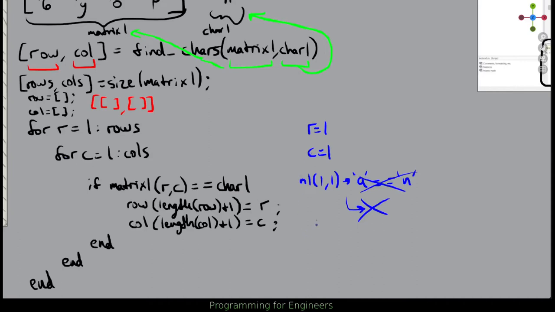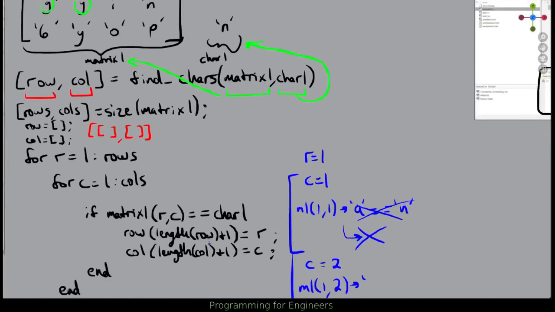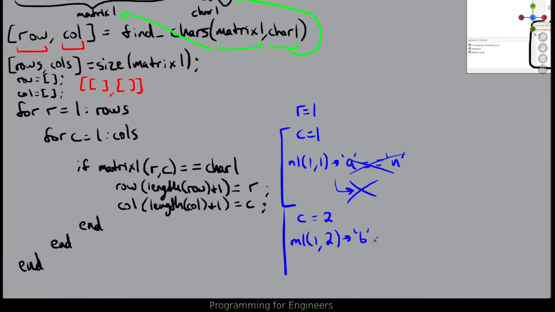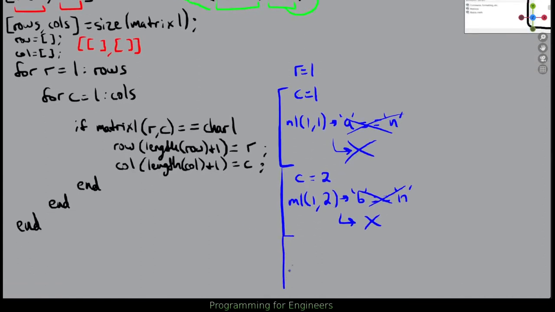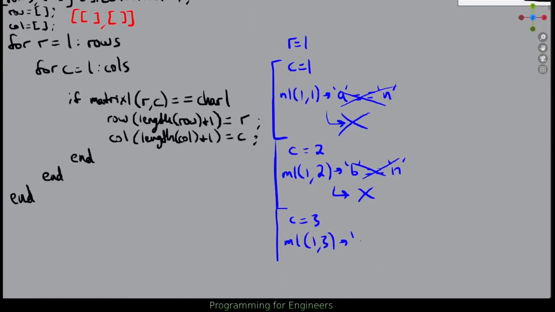I reach this end, because it's a for loop, I circle back. So R is still 1, but C will now be 2, and M1 at 1, 2. This is B equals equals N. Of course, this is not true, so we don't go into the if statement right there. So next we'll do the next for loop, C equals 3, and M1 of 1, 3. Value at 1, 3 is D. So let's say D equals equals N, right? This is not true, so don't do the if.